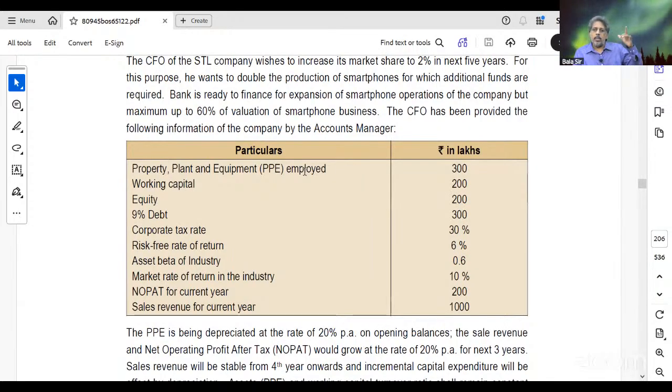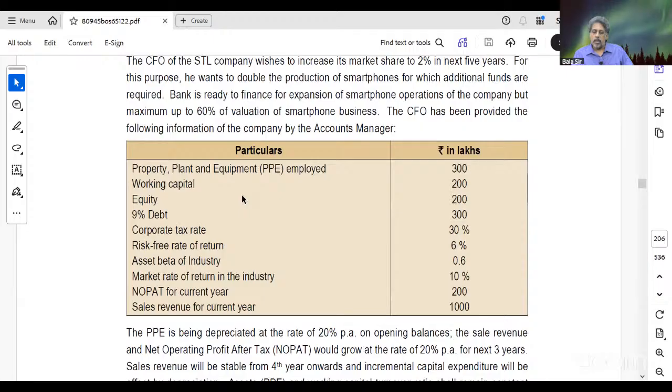Guys, a very, very important question. This sum can be inserted in any case study, and they'll ask you to value the business. Property, plant and equipment employed 300 lakhs. Next, working capital 200 lakhs. That is, for example, inventory. Working capital investment. Next, equity 200 lakhs. 9% debt 300 lakhs.